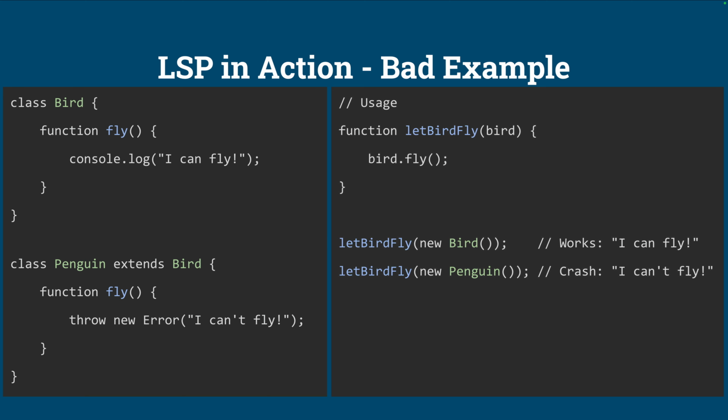We tried to substitute a subclass, penguin, in place of bird, and it broke the behavior. This is exactly what LSP helps us avoid. Subclasses that look like they fit but act completely differently and break our system. Now, let's fix the problem and do things the right way, the LSP way. We'll redesign the structure so that every class only gets the abilities it actually supports.